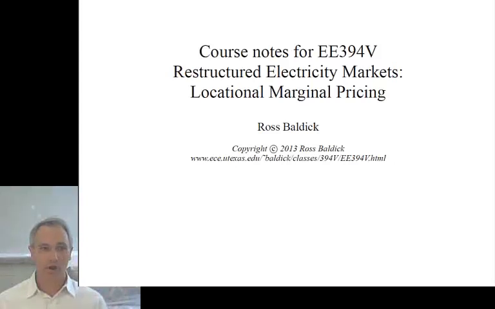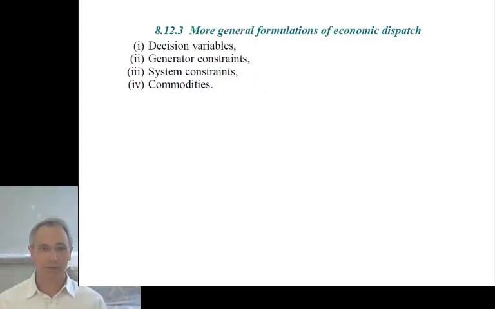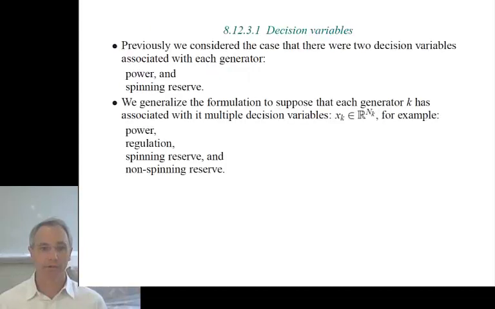In this section of locational marginal pricing, we'll consider more general formulations of economic dispatch. We'll first look at decision variables, generator constraints, system constraints, and then define commodities. So previously we considered the case where there were two decision variables associated with each generator, power and spinning reserve. Now we're going to generalize.